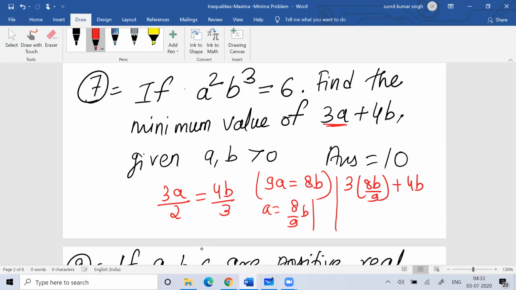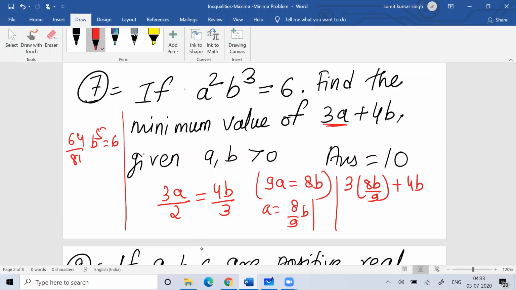And a square is equal to b cube is also given. So where can I use this? a square means 64 by 81 into b to the power 5 is equal to 6. Okay, a square means 8 square is 64, 9 square is 81. So it's 64, and this is given to you as 6. So now what can I do to solve this question?